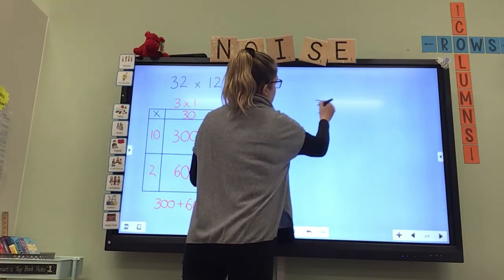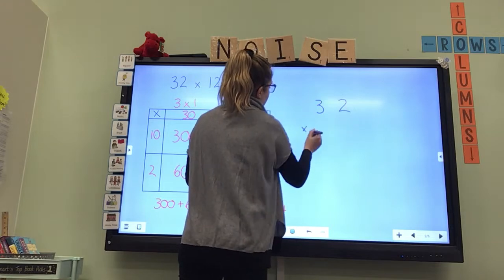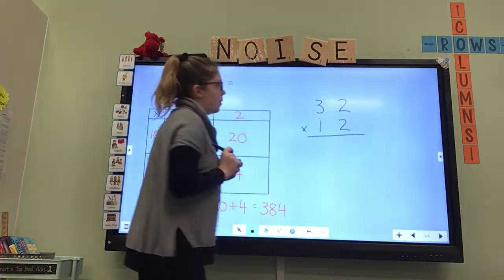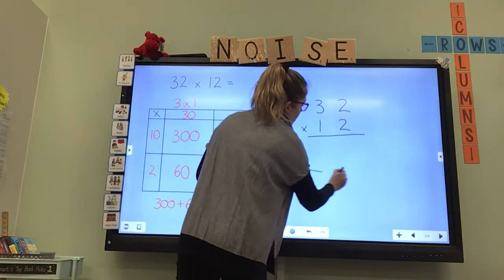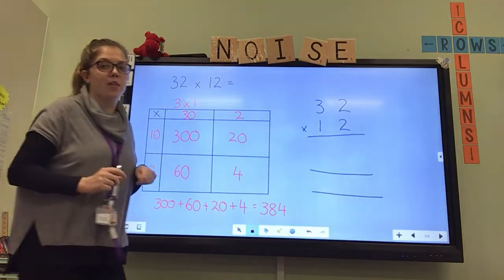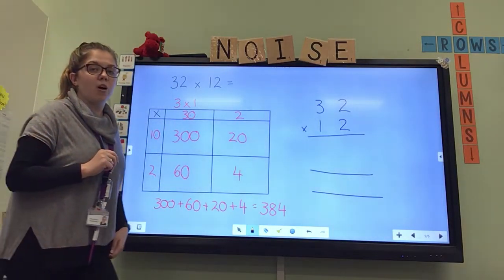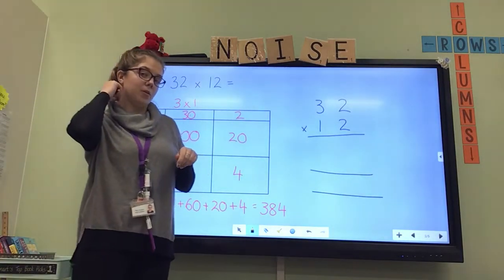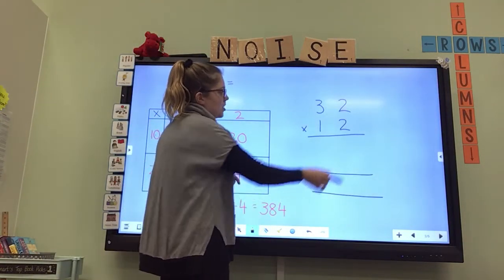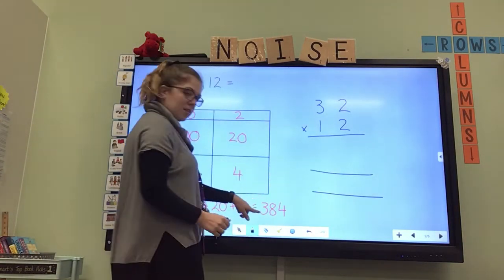Now, you can use that method, or we can use our compact column method. So I'll set it out just like you were doing last week with the one-digit numbers. I just need to make sure I've got my two-digit numbers in this time. And you'll realise why I've left such a big gap there. If you need to pause the video to write down your column method, you do that now. If not, we are going to carry on and do our multiplication using this method to check this answer down here.